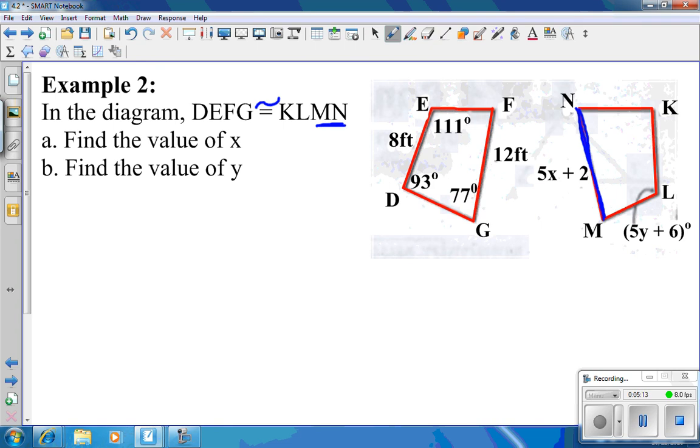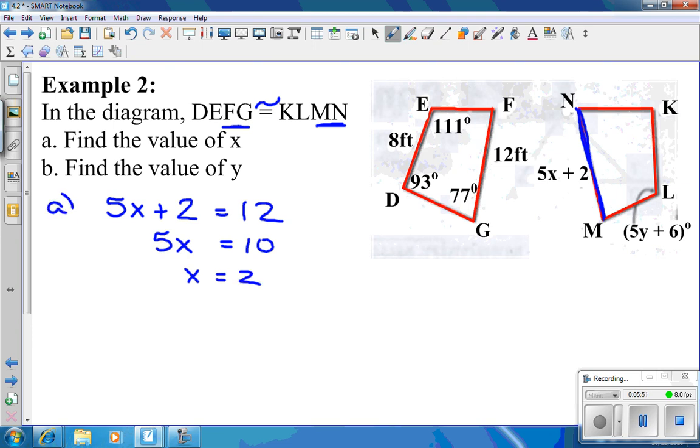NM. What's its corresponding side? No. Look at your congruent statement. What's in the same location as FG? All right. So if these are congruent, congruent means they're what? The same. And same means that they are equal. And if they're equal, you set them what to each other? Equal to each other. So 5x plus 2 equals 12. Subtract the 2 from both sides. 5x equals 10. Divide by 5 on both sides. x is 2. That's part A.